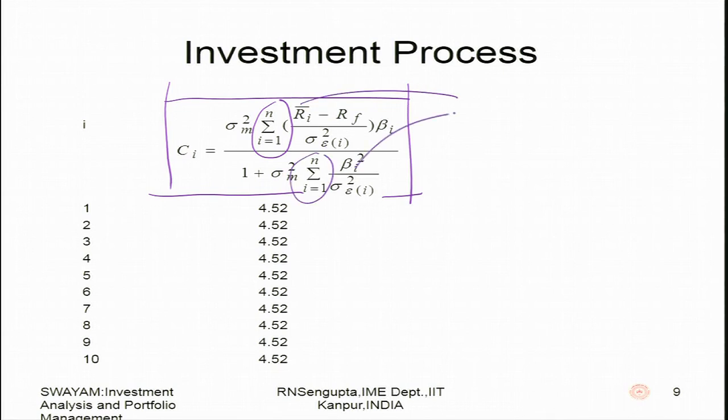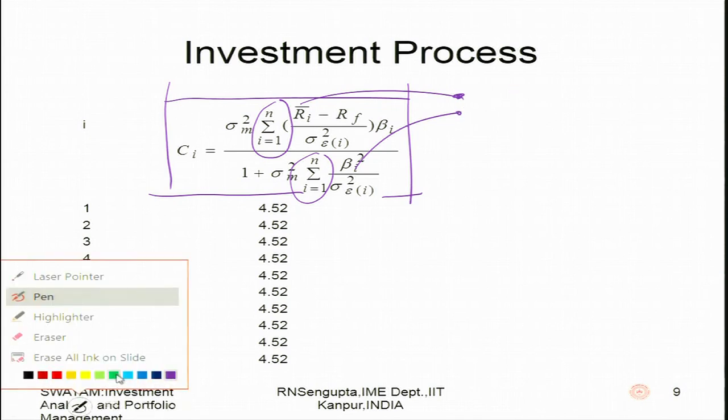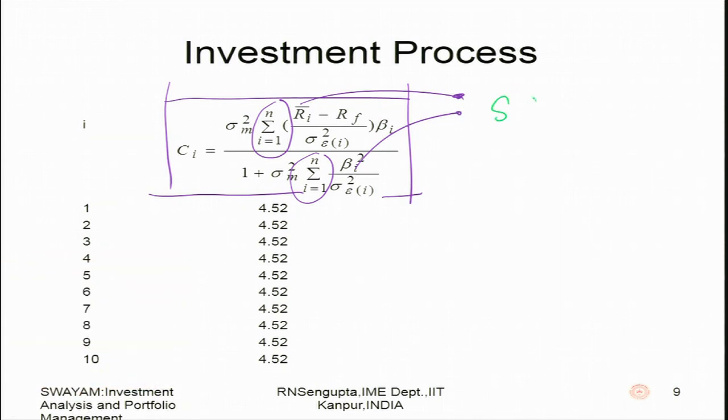If you remember, in the case when short selling was not there, I am putting a X mark, the summation was basically j is equal to 1 to I. But in the case when short selling is there, the summation is from I equal to 1 to n. This is what is given here.